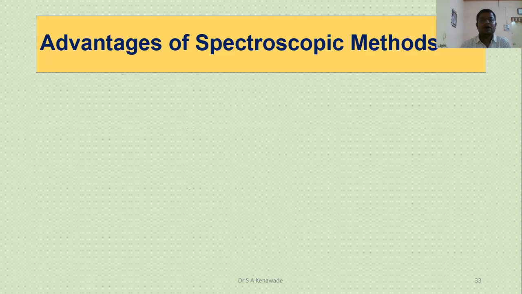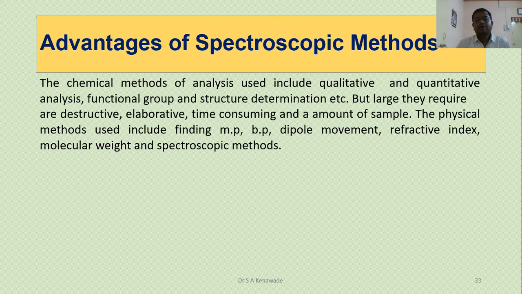Then, advantages of spectroscopic method. What are the advantages of spectroscopic method? The chemical method of analysis is used for qualitative and quantitative analysis, functional group and structure determination, etc. But largely, they are restrictive, elaborative, time-consuming, and require a large amount of sample. The physical method includes finding melting point, boiling point, dipole moment, refractive index, molecular weight, and spectroscopic method.